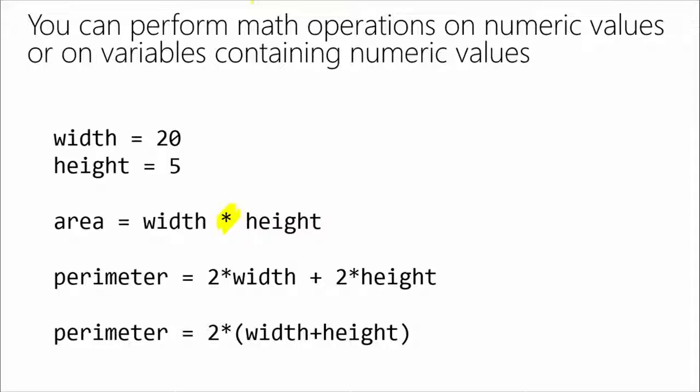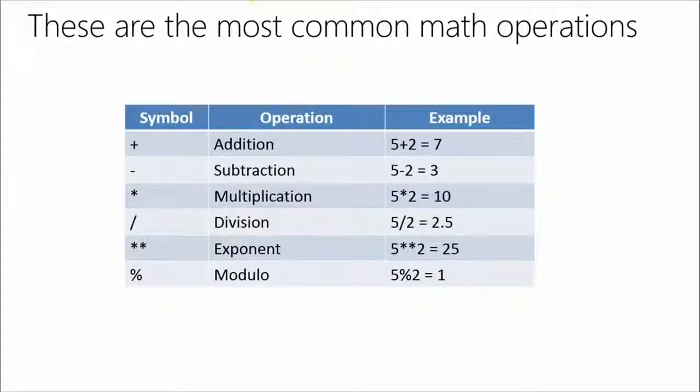Or I could say double the width and the height added together. I mean, it's the same end result. So I can do basic math using these different numeric values. The most common math operations you're likely to work with, you're definitely going to end up doing some addition and subtraction. Nice thing is the symbols on those haven't changed, so you already know this. Plus, minus. Fantastic.